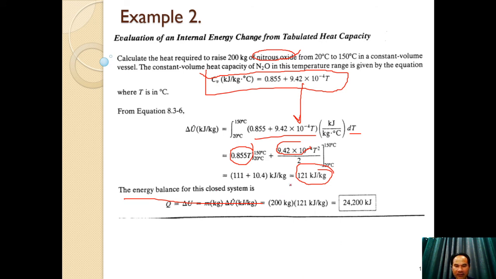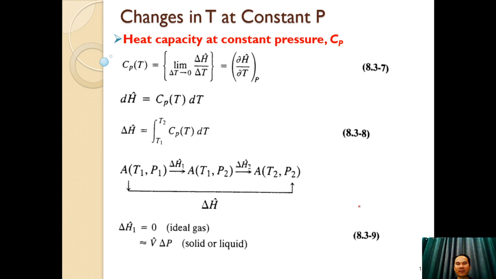And then you substitute the specific internal energy. Specific internal energy means the energy divided by mass or mole. For this case, divided by mass. You multiply by mass, you get energy in terms of heat: 24,200 kilojoules. For the previous case, we talked about the change in temperature at constant volume. But for the next case, we talk about the change in temperature at constant pressure.